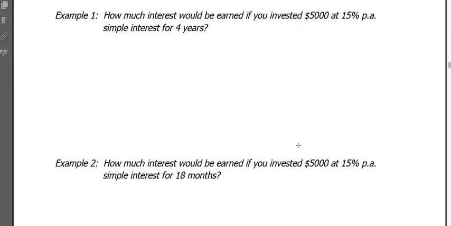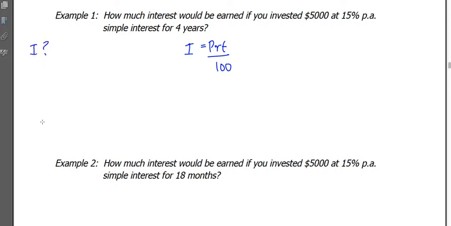Let's do some examples though for simple interest so that we get used to this formula. And you are going to use this formula so much that it will start to be ingrained in your memory. I is equal to PRT over 100. Let's first list the information that we have and check what we are asked to find. How much interest would be earned? So obviously we are trying to find I.